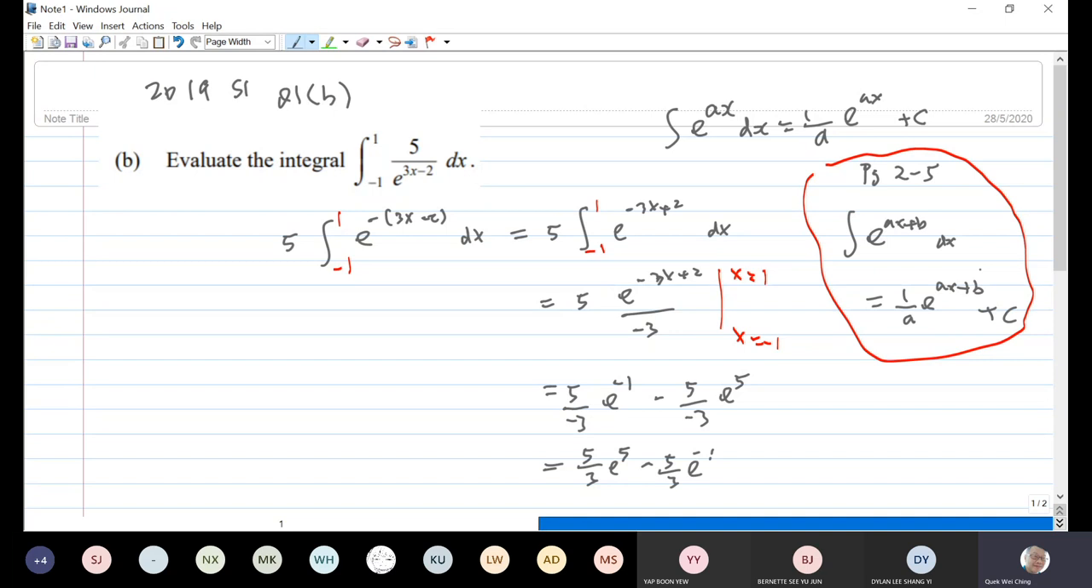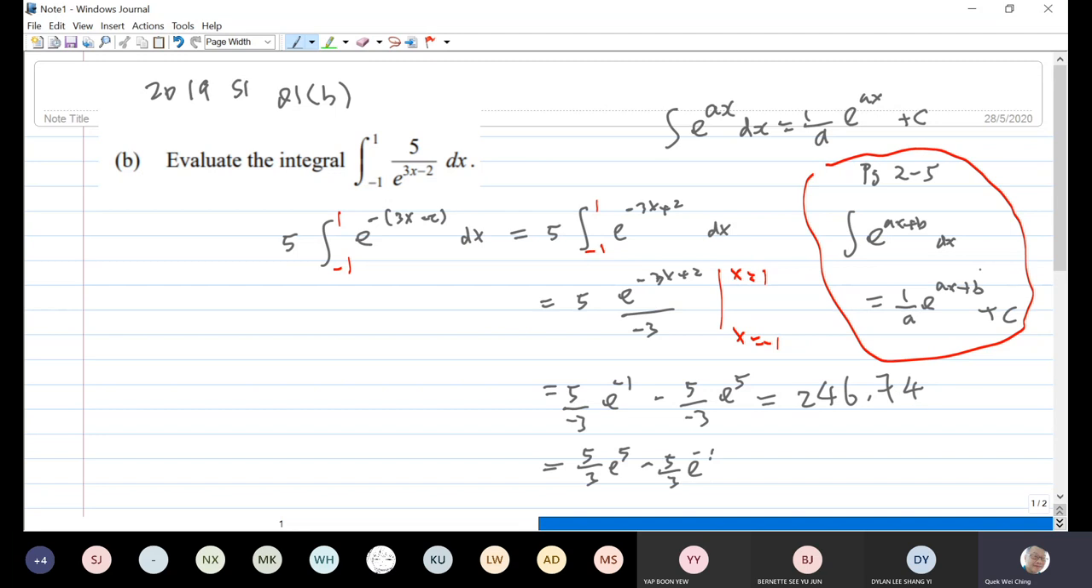So you press the calculator. So 5 over 3 times e power 5, which will be a big number there. Okay, minus 5 over 3 e power minus 1, 5 over 3 divided by e here. Okay, so you get 246.74, to 2 decimal places.